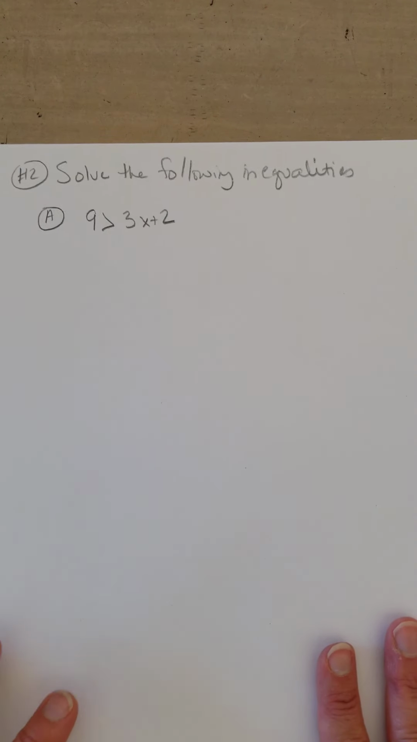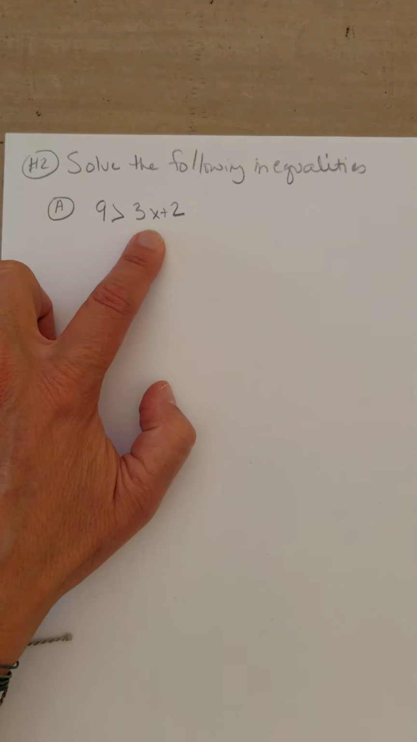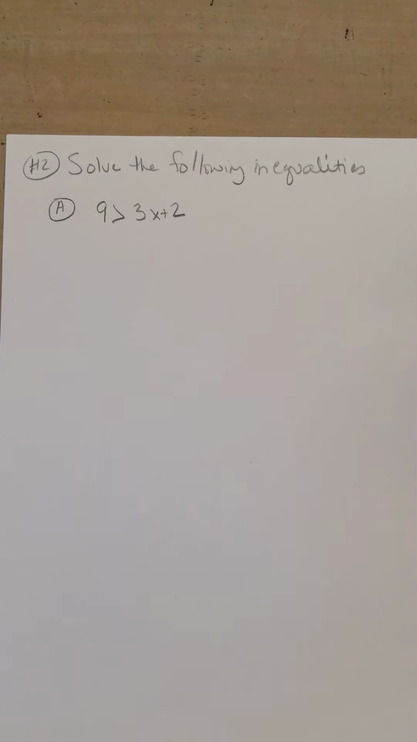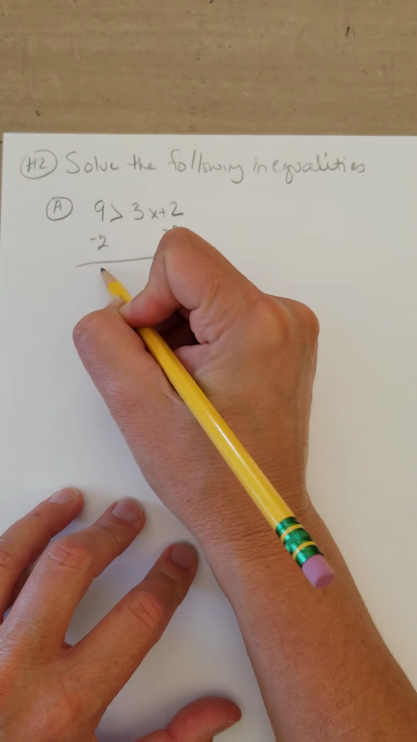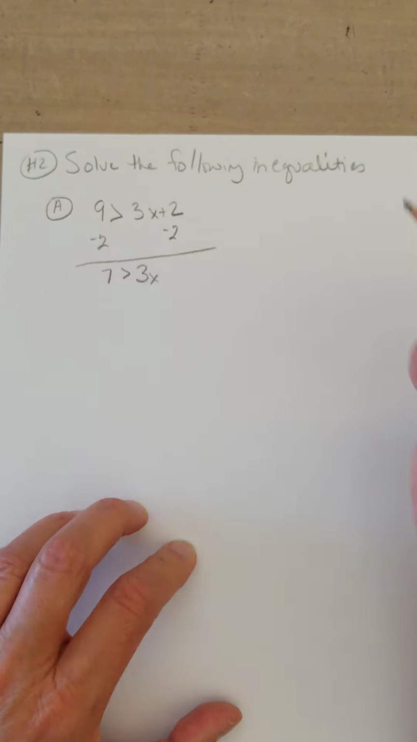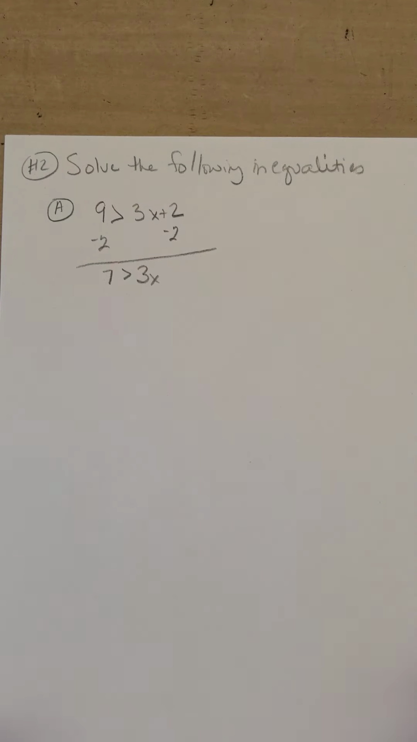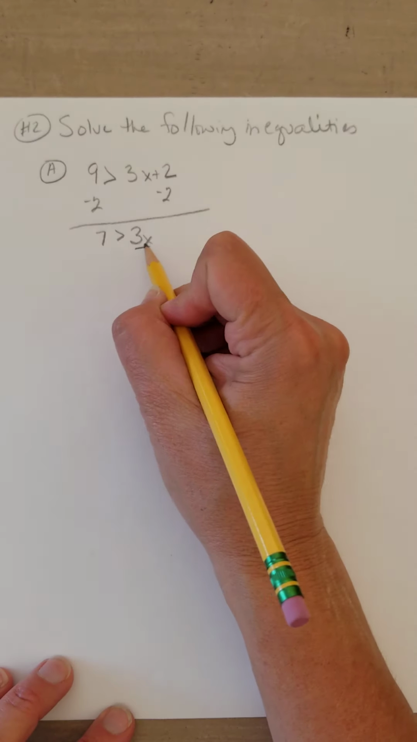Let's get back to here. Okay, we got 3 of them. All right, so here we go. We're going to get the x by itself the same way. I'm going to be asking, do I switch the inequality around? Subtract 2, right? 7 is greater than 3x. We don't switch the inequality around because we didn't even multiply or divide. Next, divide by 3.